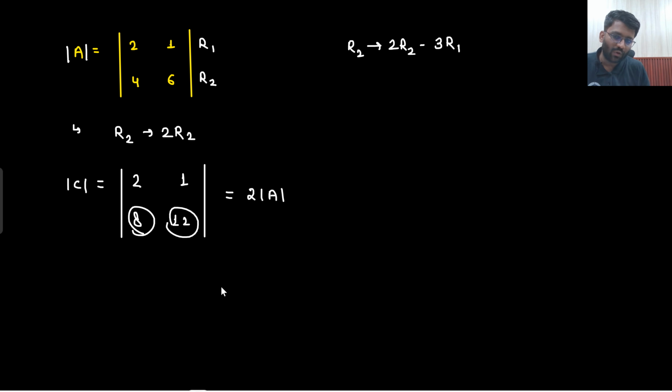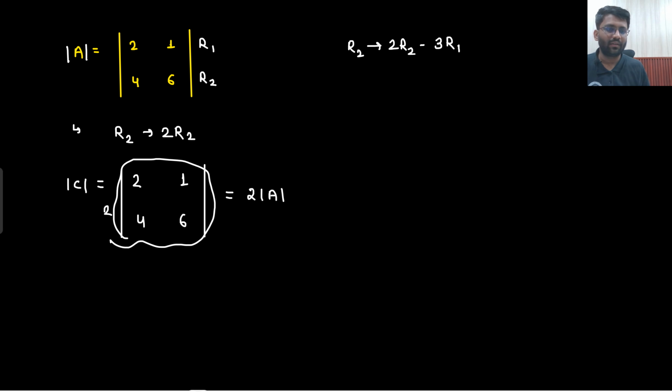From here, if I take 2 common, what will I be getting? 4, 6. So this will be 4, this will be 6. And I told you, when it comes to the determinant, a common factor is taken from one of the rows or from a column. So if I take 2 common, this is what I will be getting. What is this? This is nothing but the determinant of A. So 2 into determinant of A. So when I replaced R2 with 2R2, what really did I get?